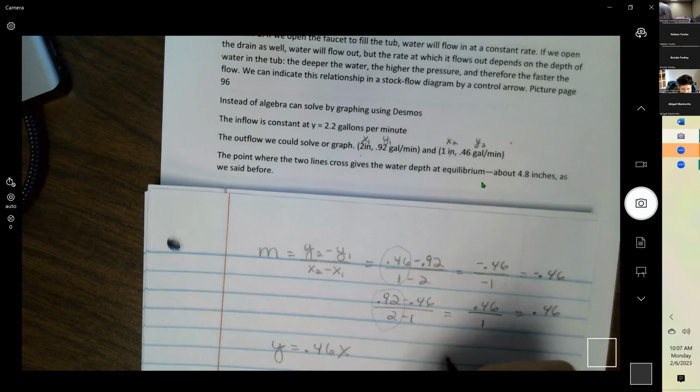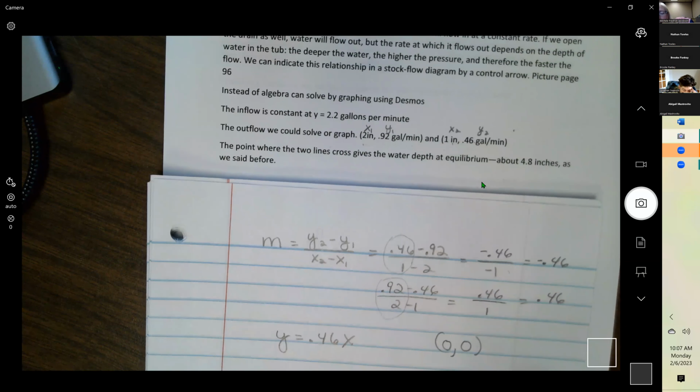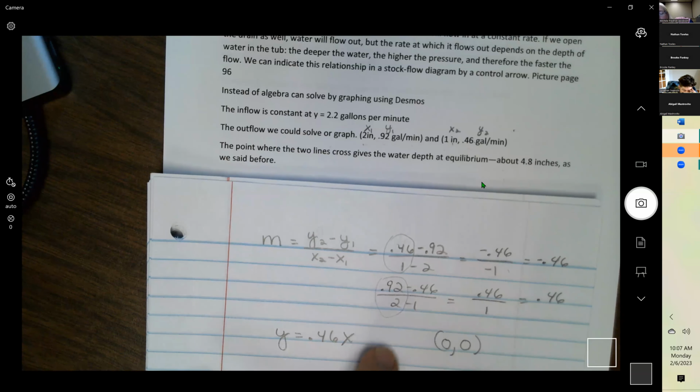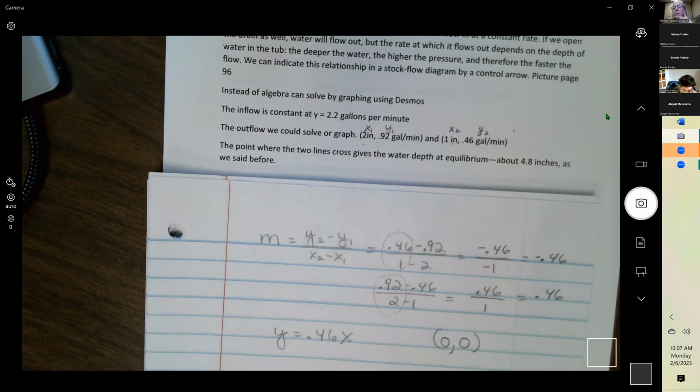Now, we also know that if there's no water in the tub, there's no flow in the tub. So at time 0, it's 0. So there's nothing added on here. Any questions on finding the slope?